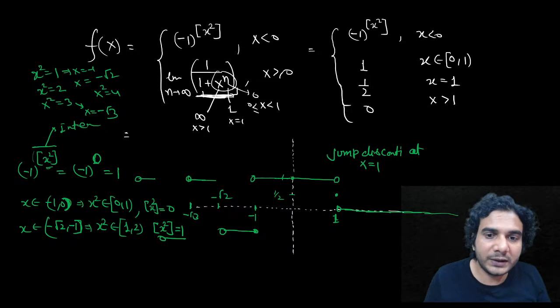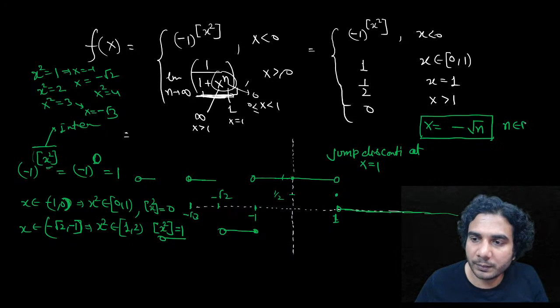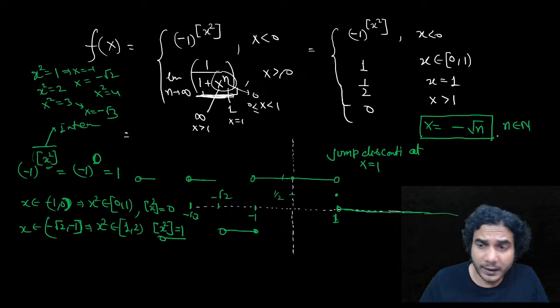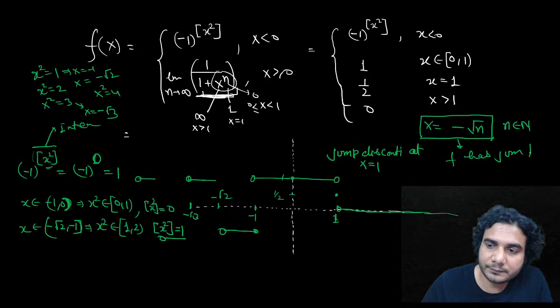So it will keep changing. Okay. What are the points where this is discontinuous? So we can generalize these points. X is equal to minus under root of n, where n is a natural number, right? Minus 1, minus root 2, minus root 3, minus root 4, minus root 5. So at these points, the function f has jump discontinuities. Jump discontinuity, okay? And the value of the jump will be 2 units.